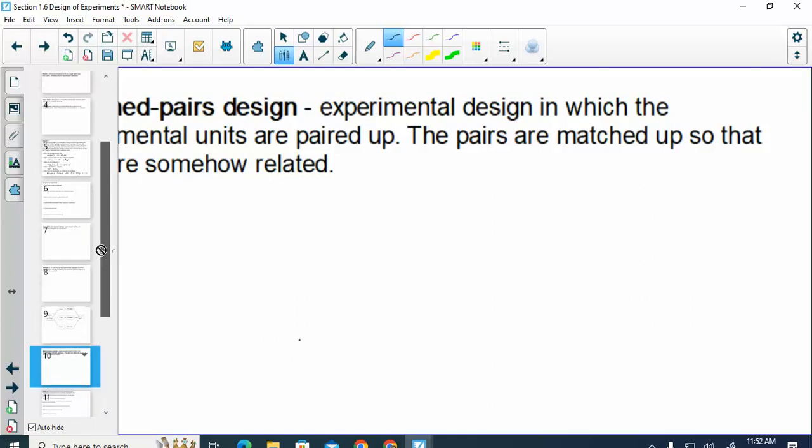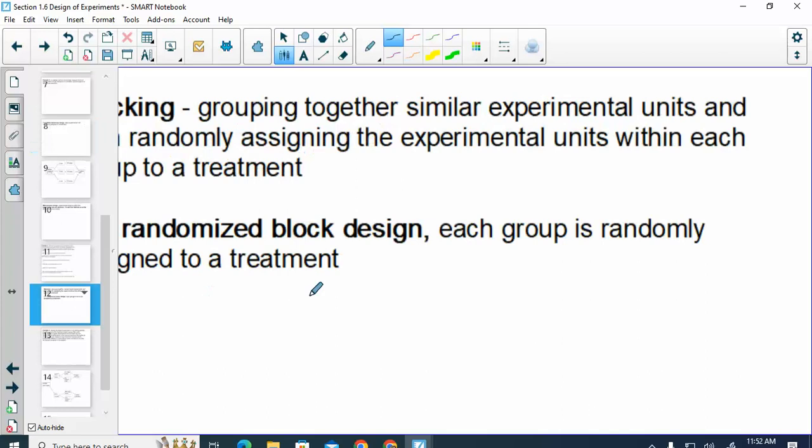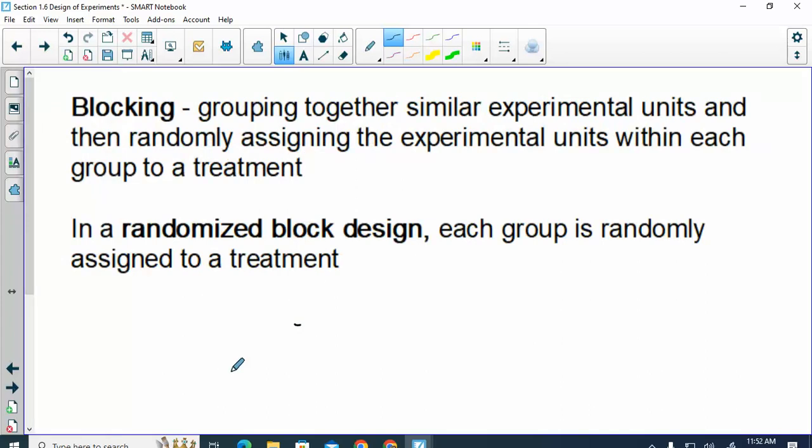Two other experiments that we will see. Blocking. So we group together similar experimental units and then randomly assign them to a treatment. So we group together ones that are similar. That's blocking.